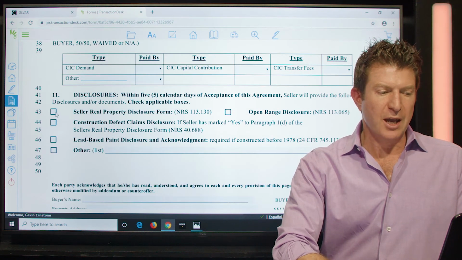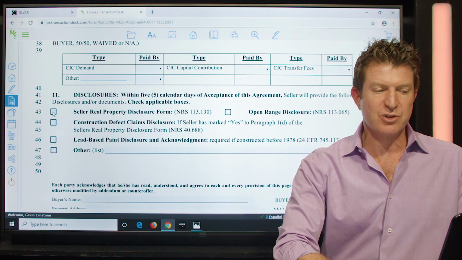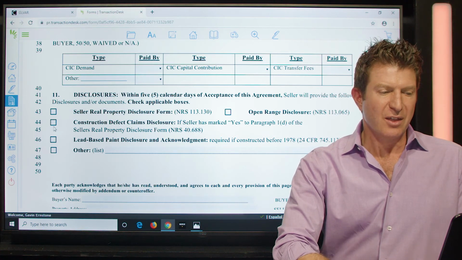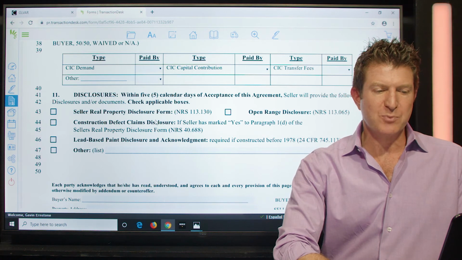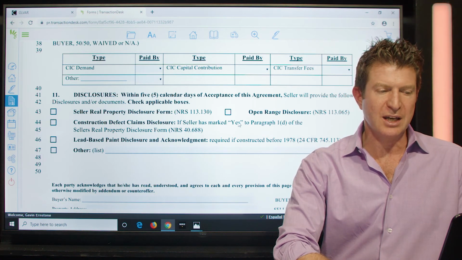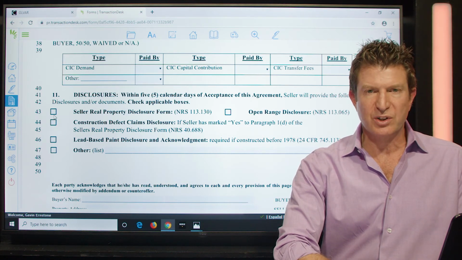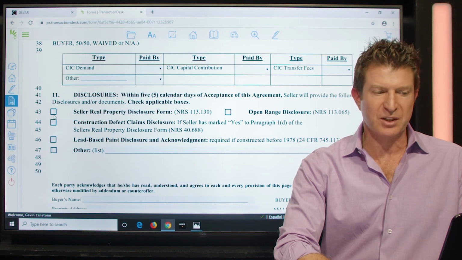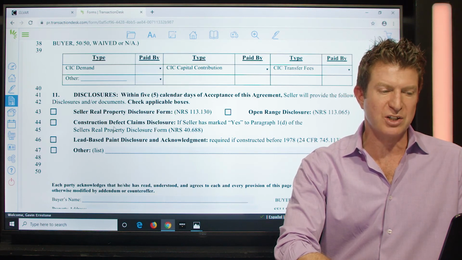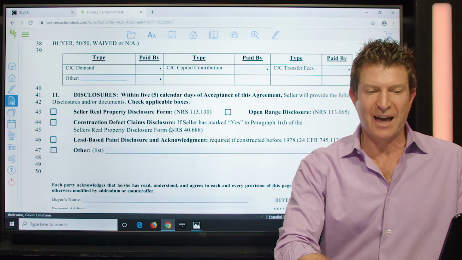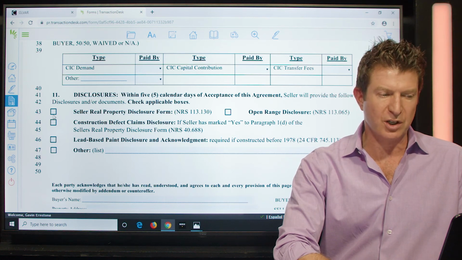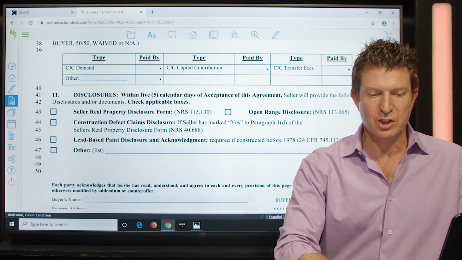The only imperative disclosure that accompanies is a seller's real property disclosure form. That is required on every single one of our transactions. The next box is if something has been marked yes on the SRPD. So you can mark this either way. If the seller has marked on the SRPD that there is a construction defect, obviously you need to get all the information about the defect, including the construction defects claims disclosure at that time. So that's not as important if you do it immediately. You're going to notice on the SRPD once that's provided to you.